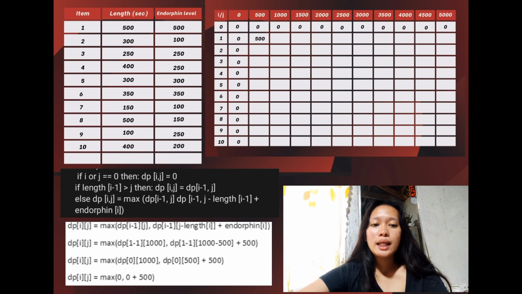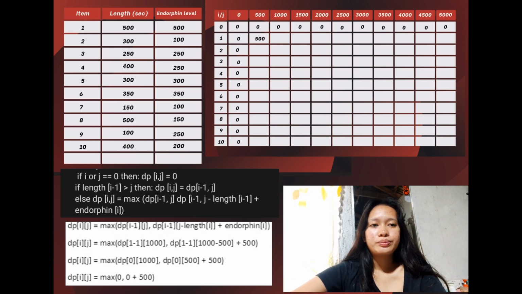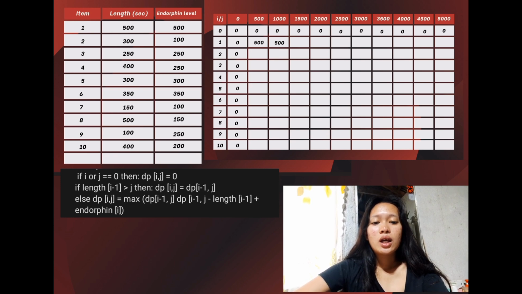So, ganun pa din. Always ilalagay natin kung ano yung mas malaki. Kung ano yung max. So, ang max natin dito is 500. Kaya, yun din ang ilalagay natin ulit dito. So, when you repeat it using the formula, ganito ang magiging kalalabasan niya. Basta yun lang, we will just follow the formula and everything will fall into places.